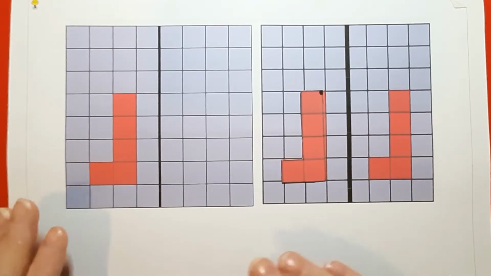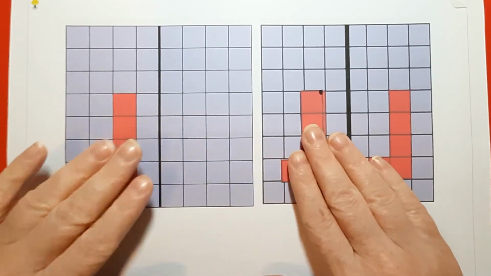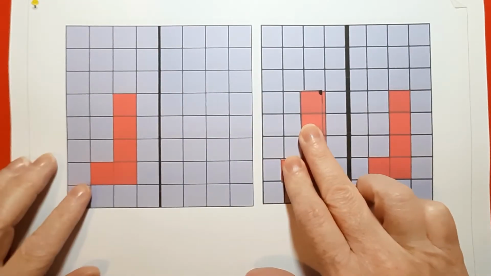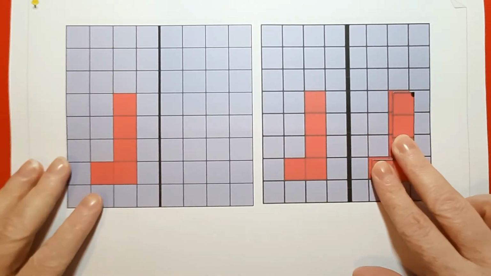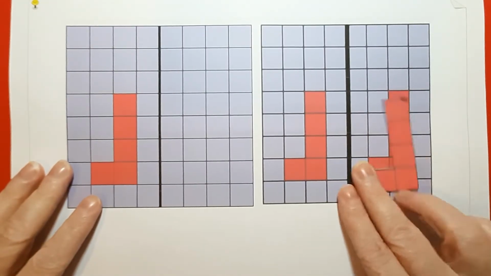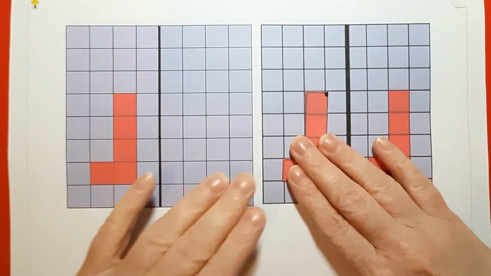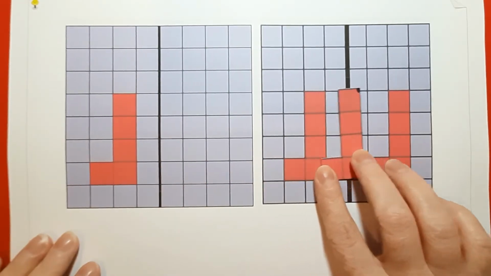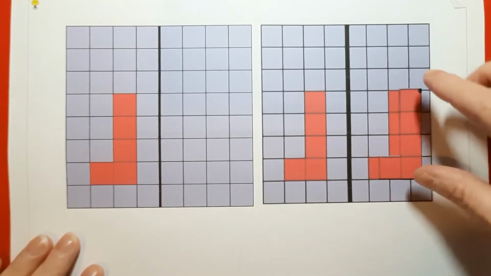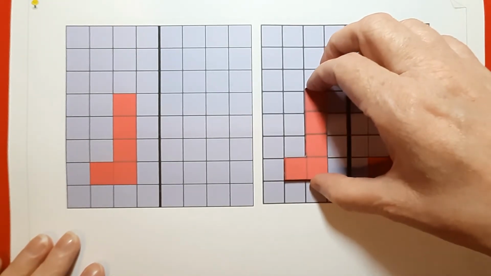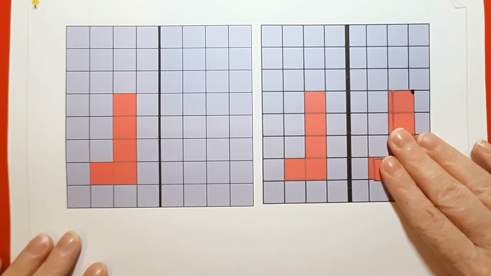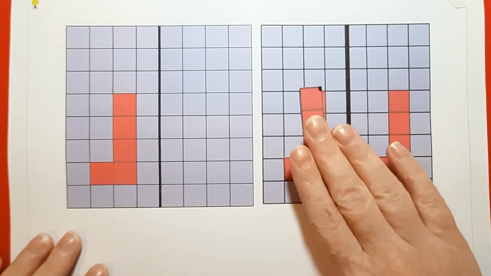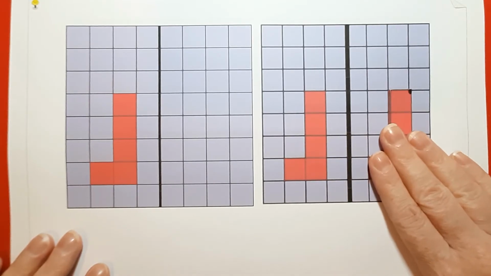So the first child has reflected the shape and it stayed the same shape, so it's still an L shape. It's also the same size, however, they are incorrect. So can you think about what mistake the first child has made? That's right, they didn't flip or turn the shape over. All they've done is just slid the shape along. So what they've actually done here is they have performed a translation, not a reflection.